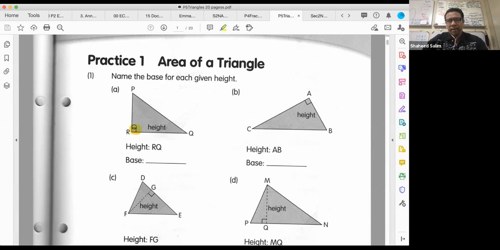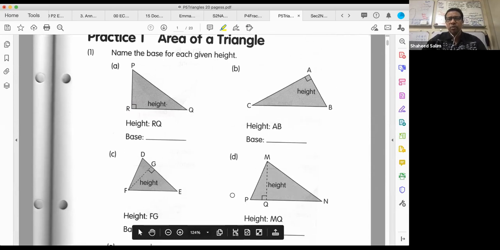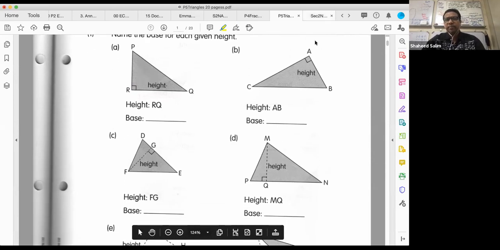This down here is the man. Okay, can you fill up A, B, C, D? What is the base? What is the base? And so on. What is the base?